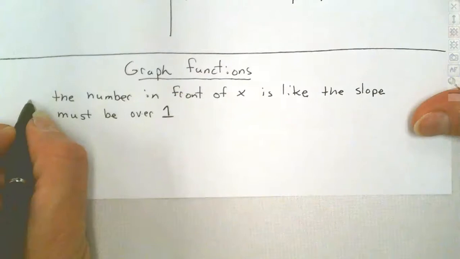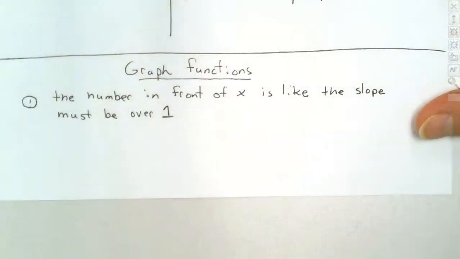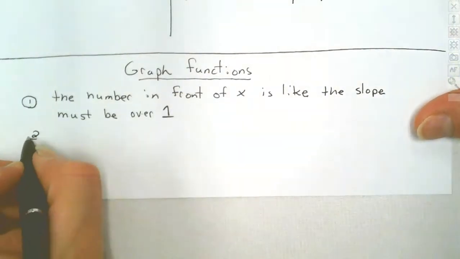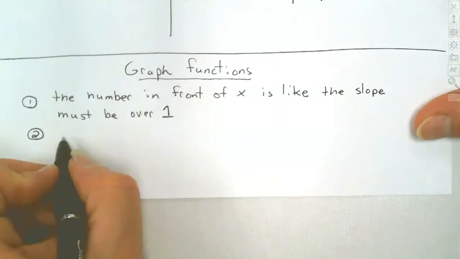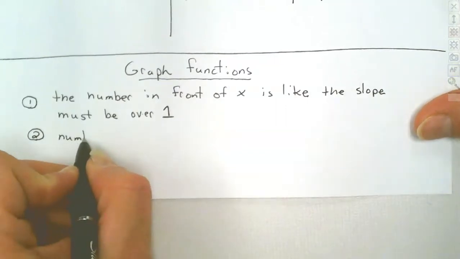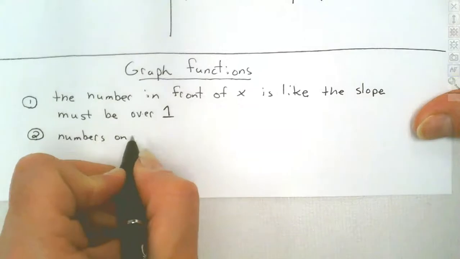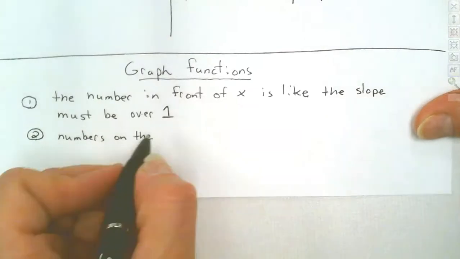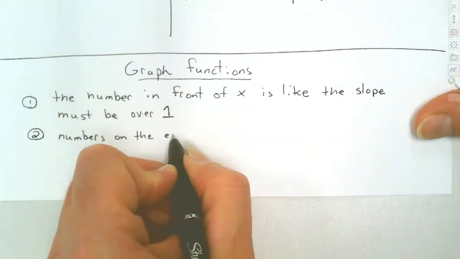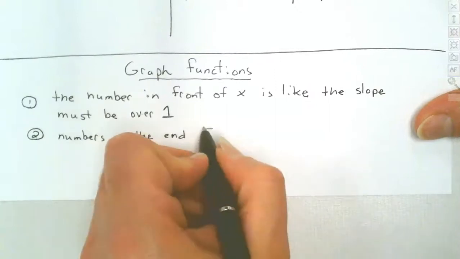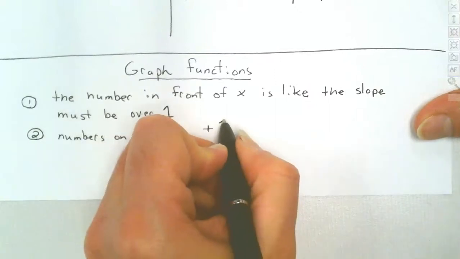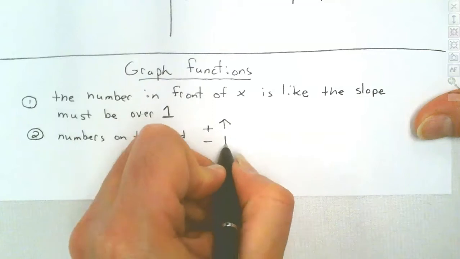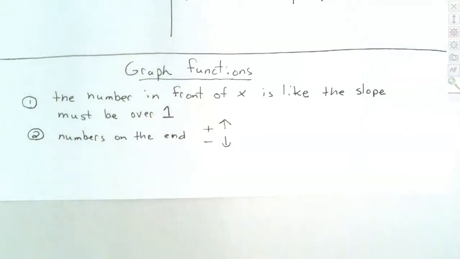Now, what else have we learned so far? Well, we've learned that numbers on the end move it up and down. So numbers on the end, if they're positive, that moves it up. If they're negative, it moves it down. So that's what we've learned so far.